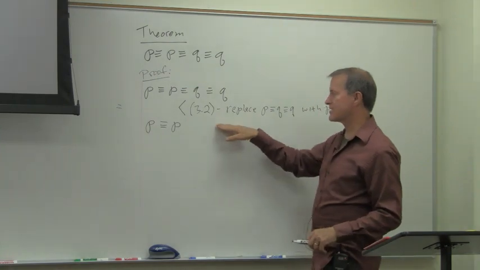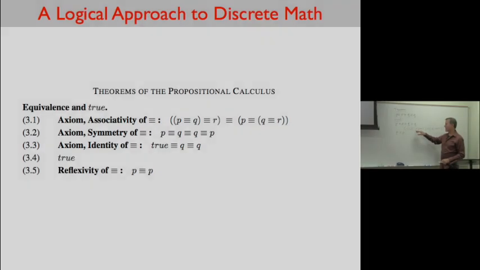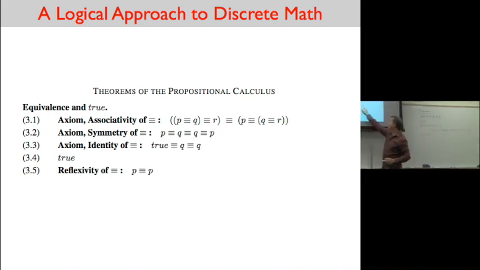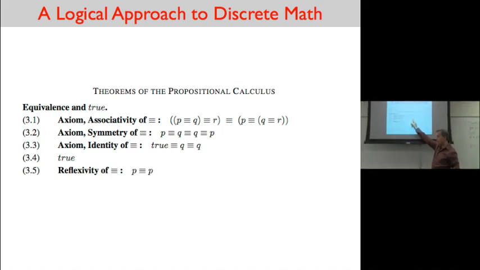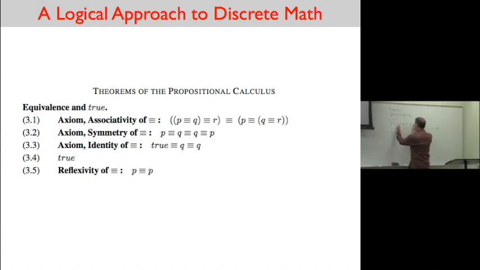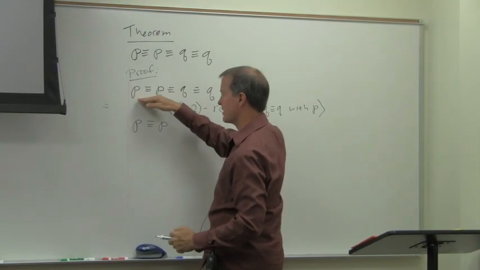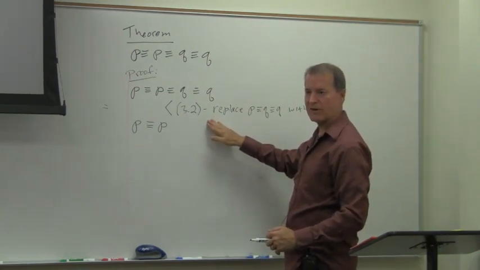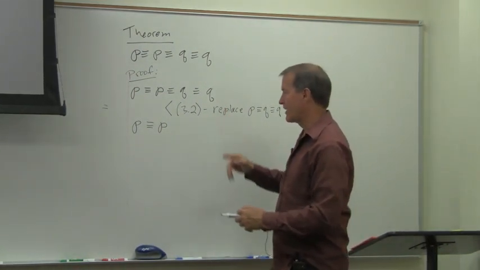Now, does everybody see this step, how we did that? We're taking this, P equals Q equals Q, and because that equals P, we can substitute equals for equals and get P. So this equals that because of this. This is the justification. It's called the proof hint.